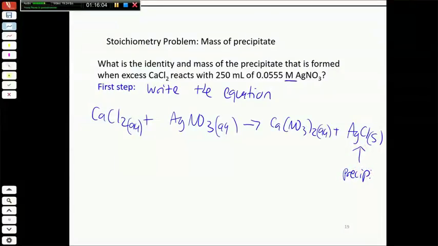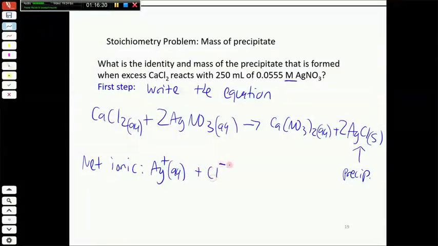We have to add a couple of things to balance this. Because we have 2 chlorines here, we need a 2 in front of silver chloride and a 2 in front of silver nitrate. So small coefficients to balance this. But we get a 1 and 2 and a 1 and 2. So that's the balanced chemical equation. We could also write a net ionic if we wanted to, which is just the 2 ions that combine to make the precipitate.